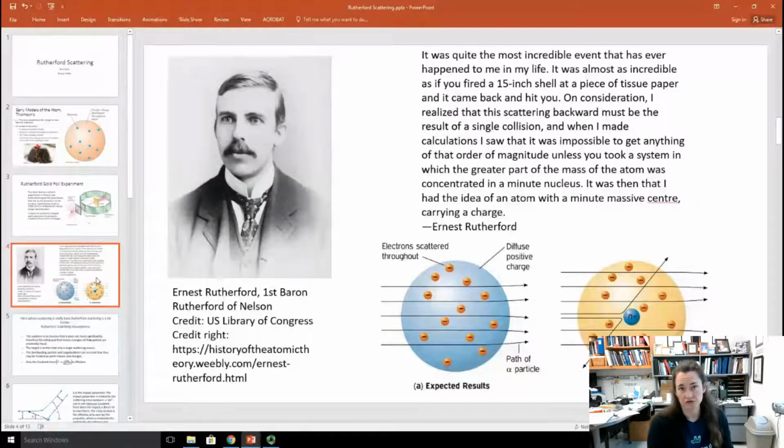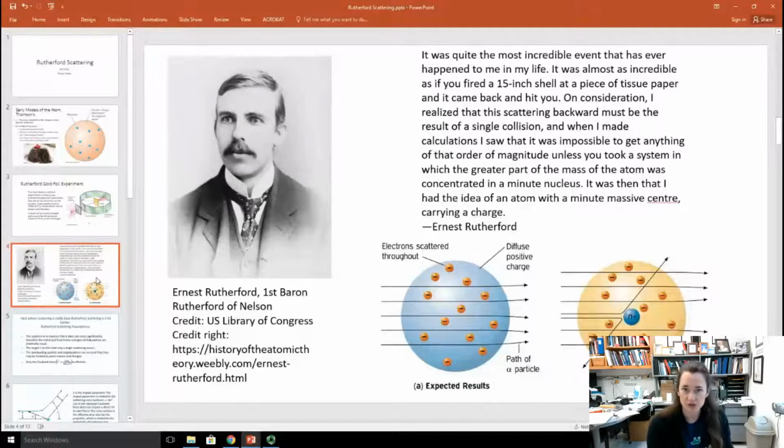I'm going to quote Rutherford here. He said, "It was quite the most incredible event that has ever happened to me in my life. It was almost as incredible as if you fired a 15-inch shell at a piece of tissue paper and it came back and hit you. On consideration, I realized that this scattering backward must be the result of a single collision, and when I made calculations, I saw that it was impossible to get anything of that order of magnitude unless you took a system in which the greater part of the mass of the atom was concentrated in a minute nucleus, and it was then that I had the idea of an atom with a minute massive center carrying a charge."